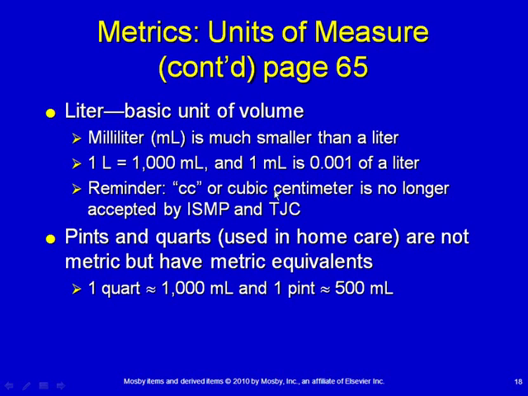Remember, the cc for a milliliter is no longer acceptable. In the home, most people have a pint jar or a quart jar they would use to measure. A quart is approximated; it is actually 960 milliliters, which is 40 milliliters, a little bit more than an ounce, less than a liter. A pint is 500 milliliters, or half a quart.